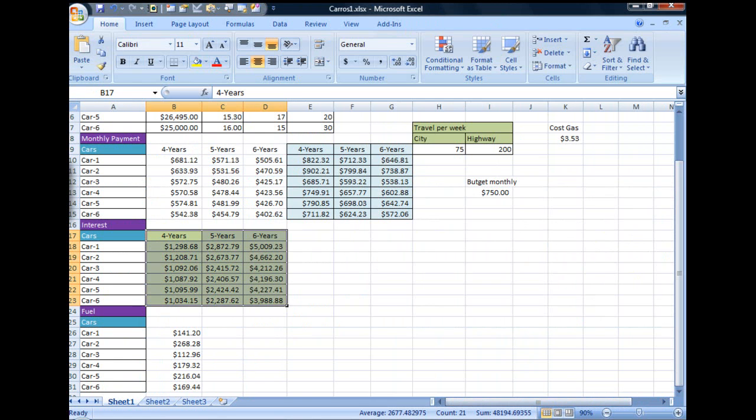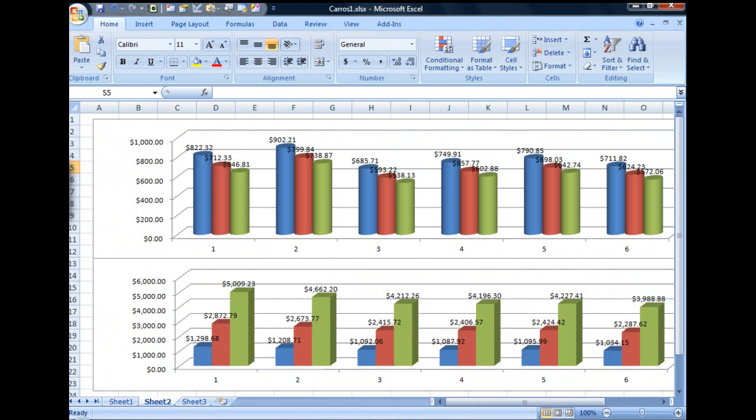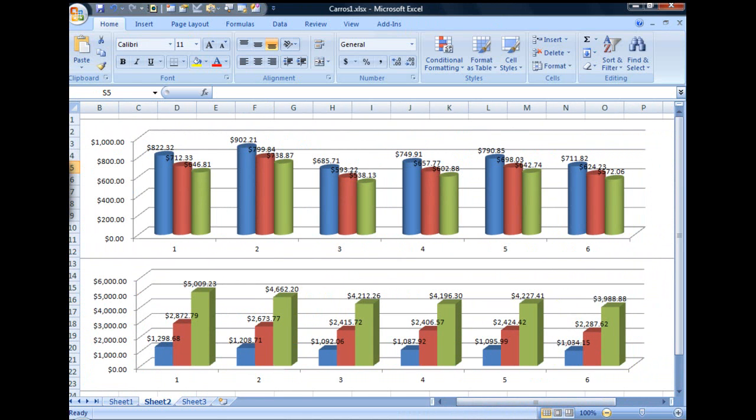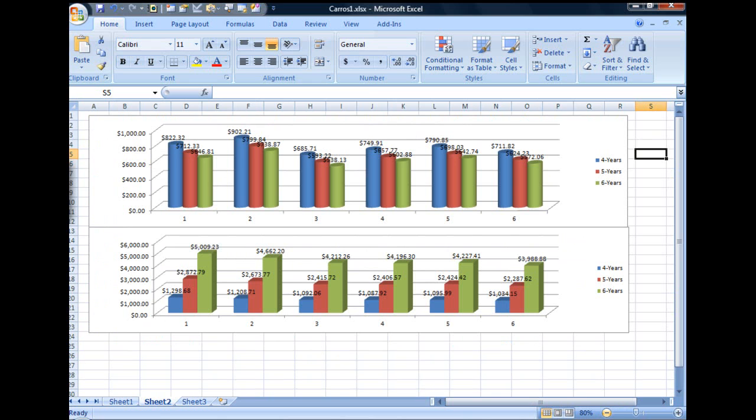Okay, the elegant graph I did before is this. This first one represents the monthly payment. In this case, blue is 4 years, red is 5, and green is 6. And these represent the interest. So you analyze and try to draw your own conclusion about what is the best choice in our case.